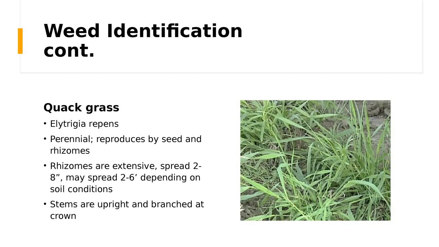That's primarily going to be whether or not you're in heavily compacted clay soils or sandy soils. If you're in sandy soils, those roots are going to run like crazy. If you're in heavily compacted clay soils, they're not going to run as much. They're going to be within that 2 to 8 inch spread. The stems are upright and they're branched at the crown.